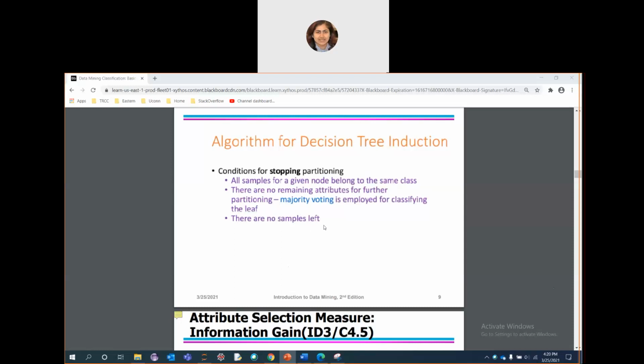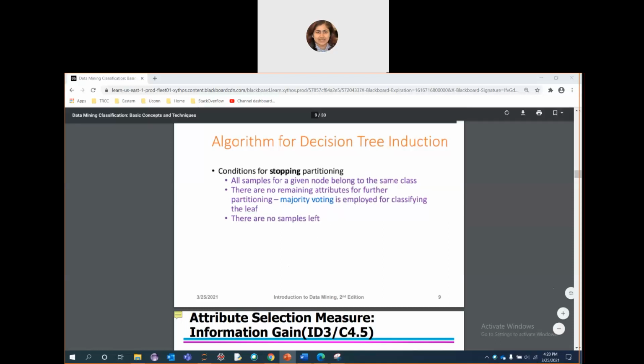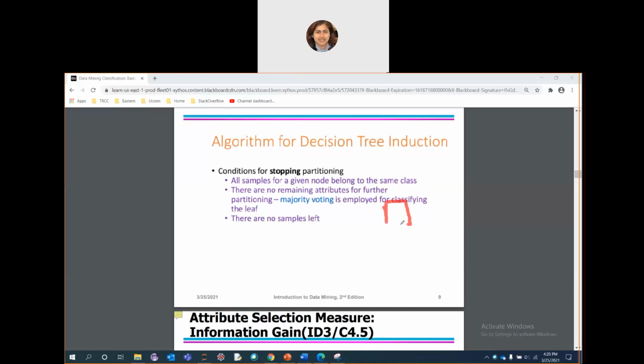So if there are no remaining attributes for further splitting, then there is a criterion called majority voting. That is applied for classifying the leaf. Let me show you what that is. You have a root node, you have multiple branches. Suppose there are two classes, class 1 and class 0. Either you want to classify the data element as class 1 or as class 0.